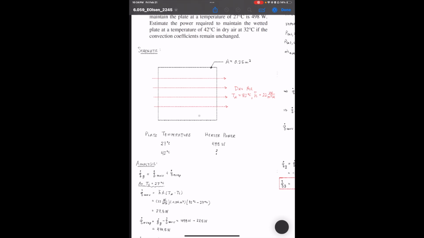We have our wetted plate with 0.25 square meter area, and we have our dry air flowing over the surface with a bulk temperature of 32 degrees Celsius and an average convection coefficient of 22 watts per meter squared Kelvin. These are the values that are tabulated in the problem. We have at 27 degrees Celsius isothermal plate temperature, we require a heater power of 498 watts, and we need to find what the heater power will be if we wanted to have a constant plate temperature of 42 degrees Celsius.